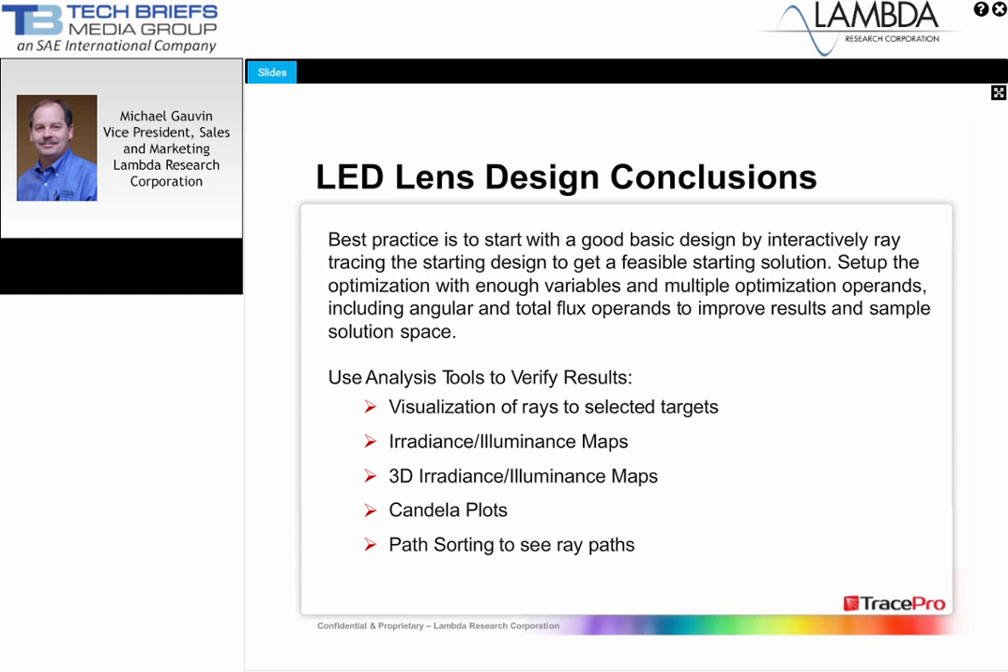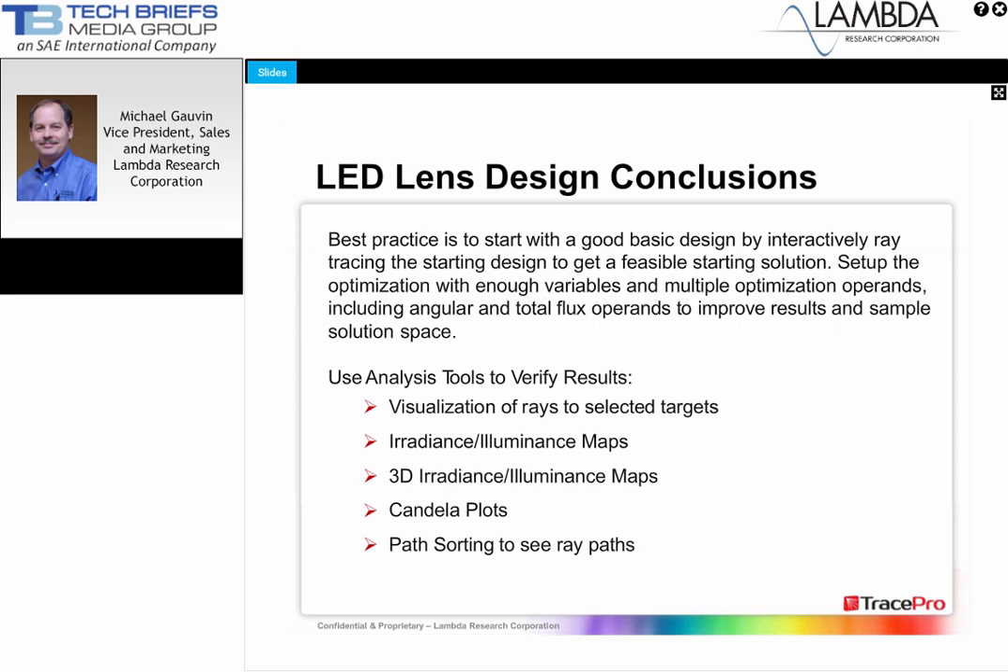And then I set up operands for my merit function. And these operands can be how much light I want on a particular surface. What type of angular output do I want to come out of the lens? What type of uniformity is important to me on either a surface or on the exit surface of the lens itself? And at that point, I'm ready to go off and optimize. And when I do this, I usually get a good result.